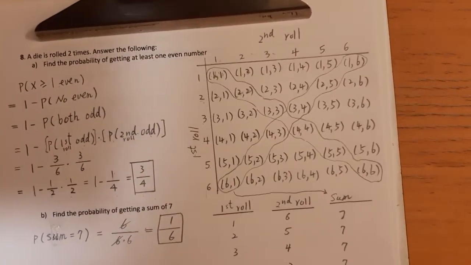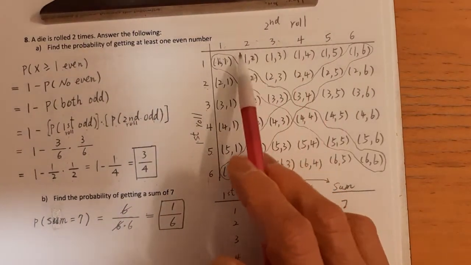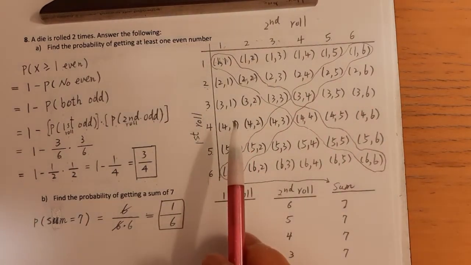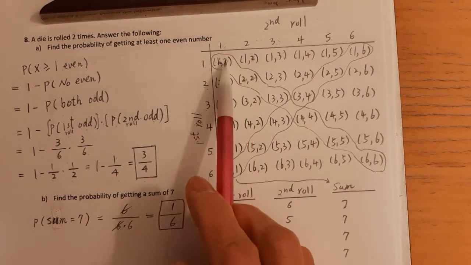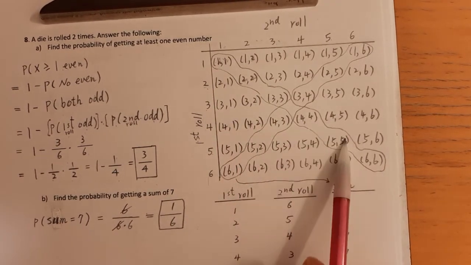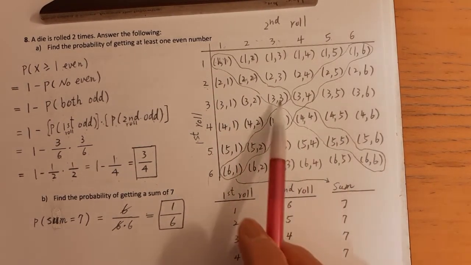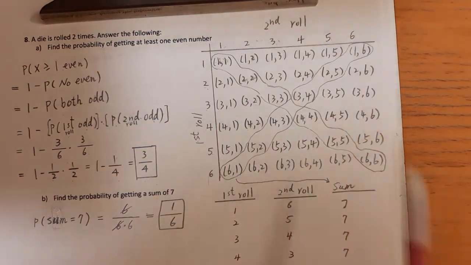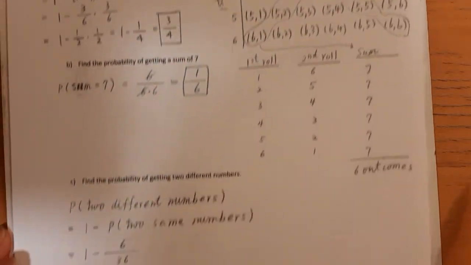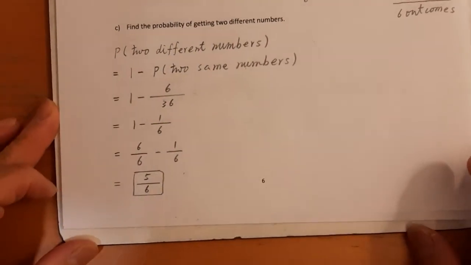So you look at this table, 6 by 6, total 36 outcomes. The 2 same numbers are in this diagonal: 1, 1, 2, 2, 3, 3, 4, 4, 5, 5, 6, 6. That is 1, 2, 3, 4, 5, 6. And the others are 2 different numbers. So there are 6 with the same number.